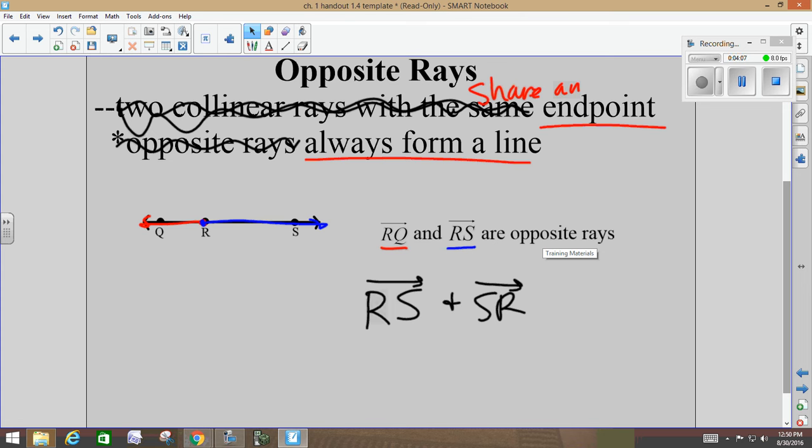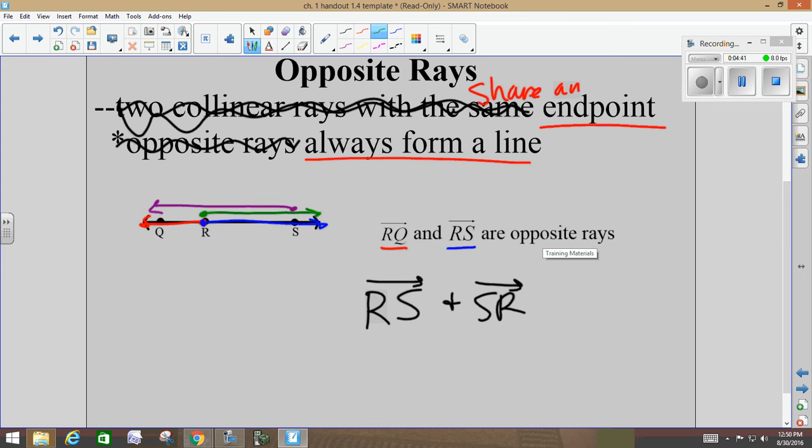If I look at ray RS and SR, where does ray RS start? Anybody? R, and is it going to move left or right? Okay, so it'd be like this green one here, right? How about ray SR? Where does that one start? And then it moves left, so it'd be like the purple one. Would those two rays be opposite rays? No, why not?